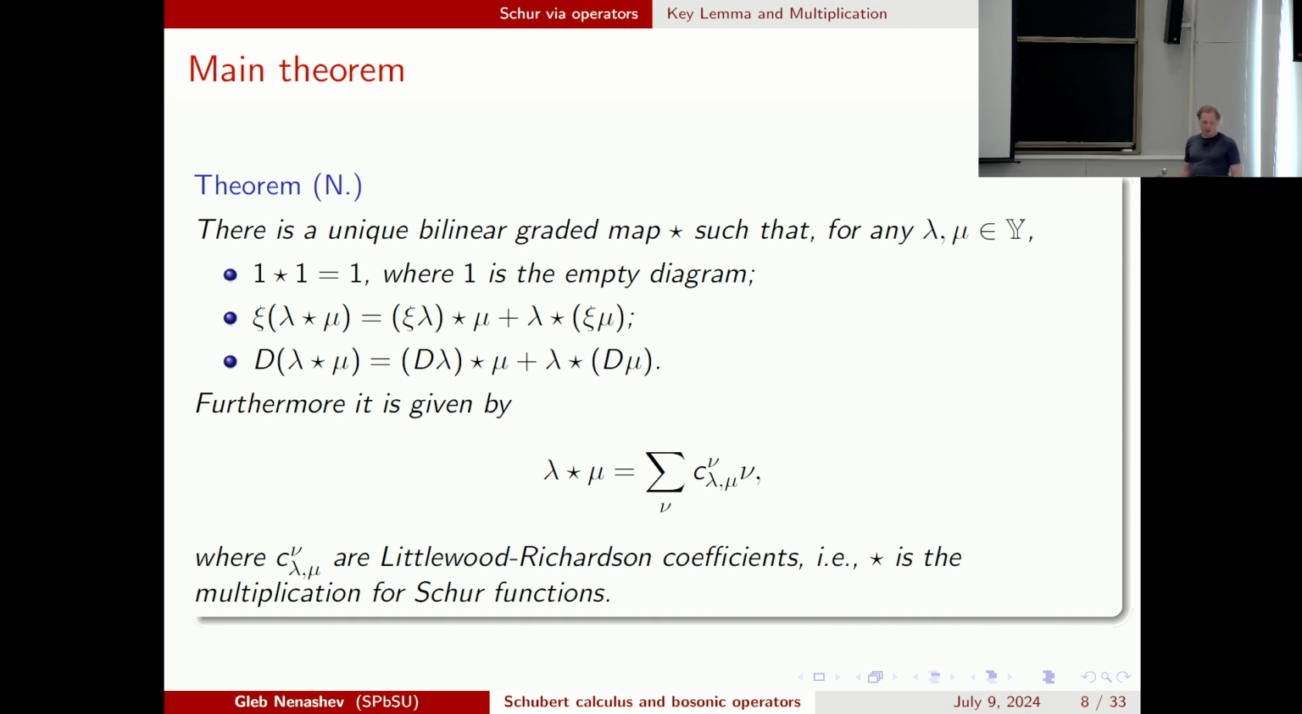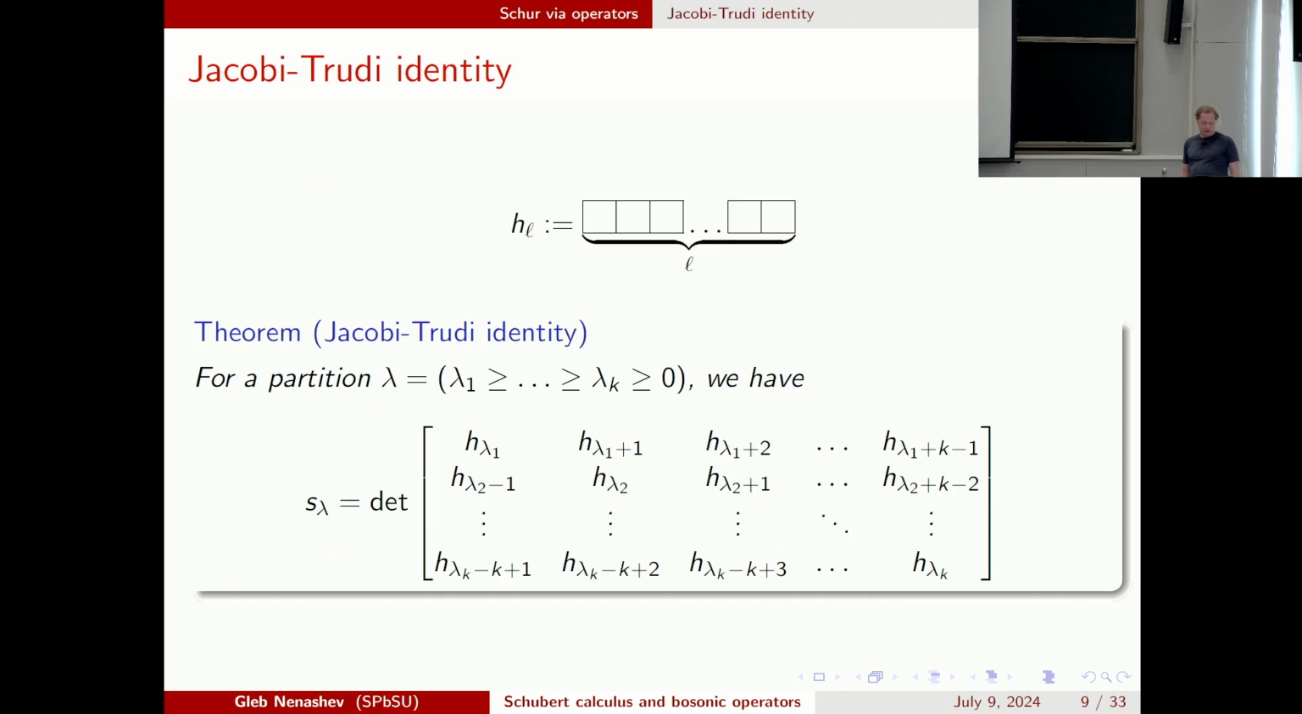Okay, but let's show another example of this theory. I want to prove the Jacobi-Trudi identity. It's very simple in this notation. Okay, H_L is just a strip of L boxes. Because we have a unique multiplication, it's automatically commutative, because otherwise we could swap. Okay, let's prove this formula.